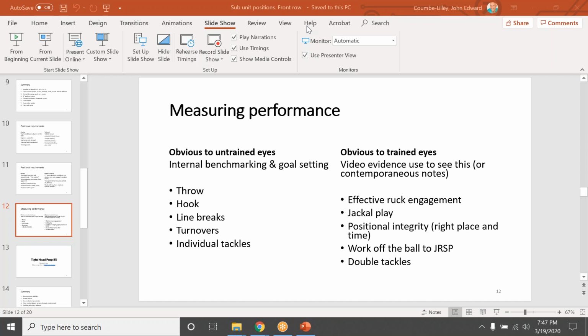So, just before we get to the tight head, what questions or comments do you have about the hooker's position? It seemed like in the video, the hooker, when they were on the double tackle, were often targeting the ball.